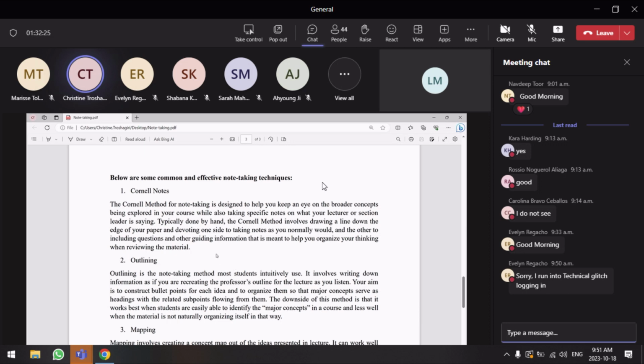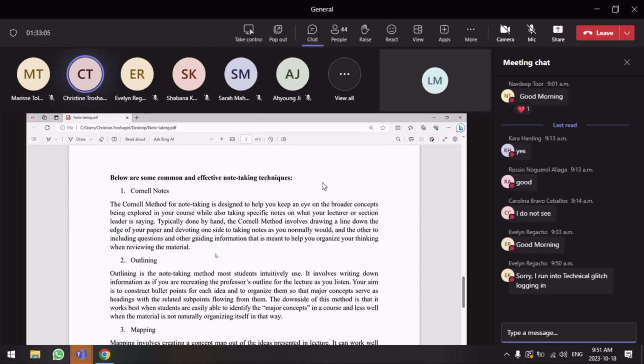That is why we are going to look at 4 note-taking techniques, and you are going to figure out throughout your program and throughout your courses which one works best for you. We have the first one, which is the Cornell notes. The Cornell method for note-taking is designed to help you keep an eye on the broader concepts being explored in your course, while also taking specific notes on what your lecturer or section leader is saying, typically done by hand.